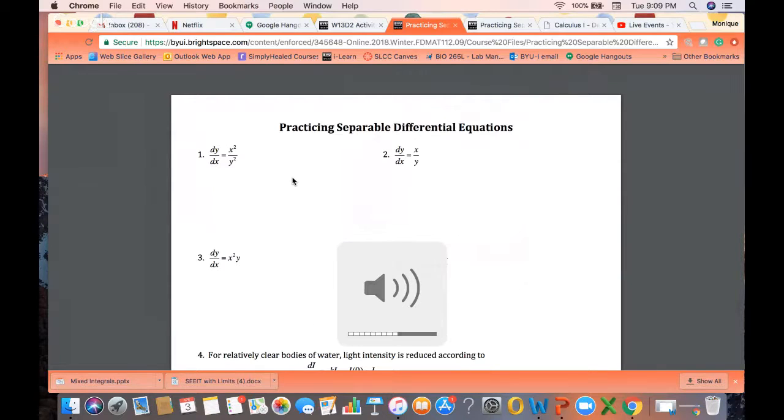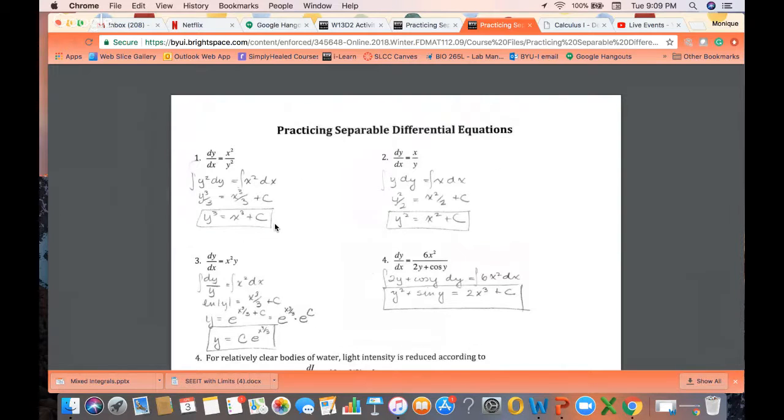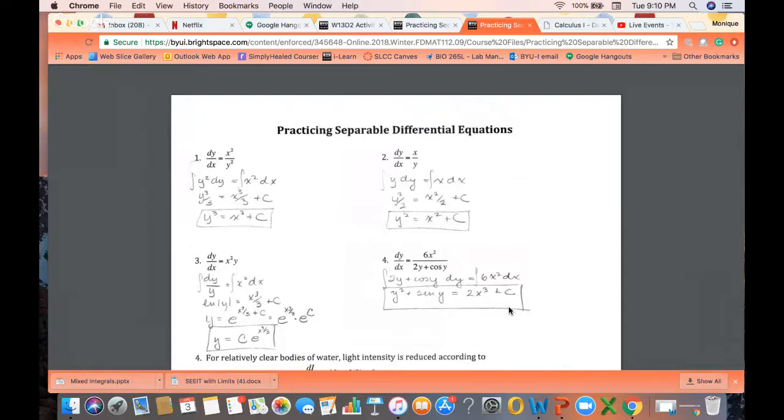Cool. I'll do the first one. I got y to the third equals, I guess. I pulled up both. Yep, that's what I got for the first one. Perfect. Second, yep. y squared equals x squared plus c. Okay, yeah, that's what I got. Is that what you got too as well? Yep.